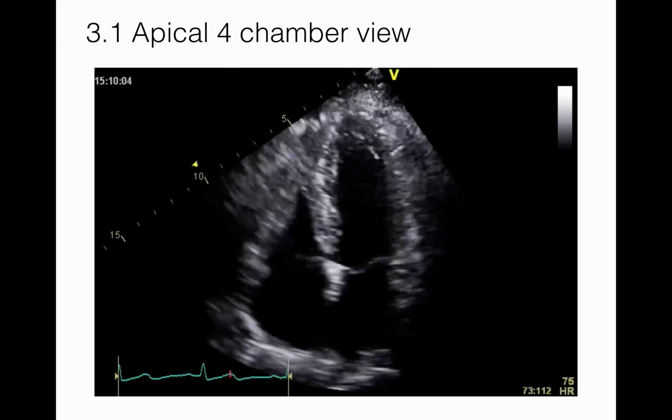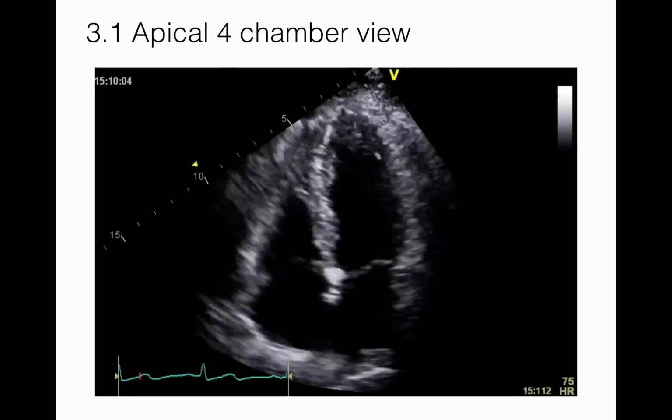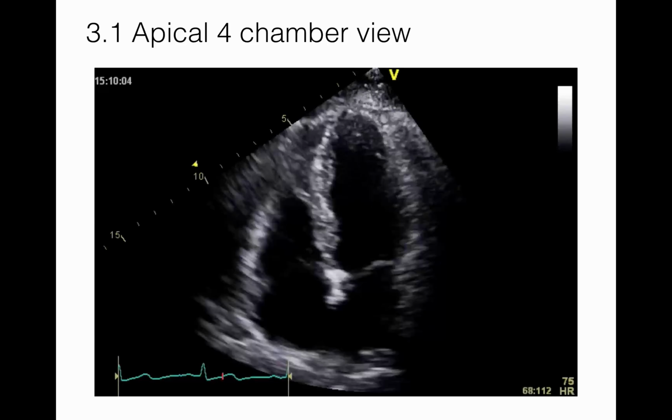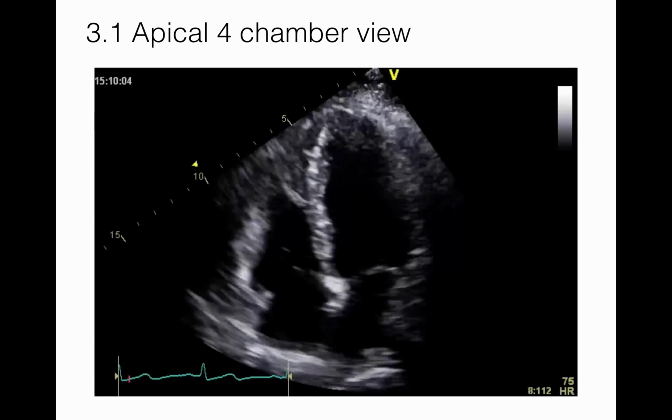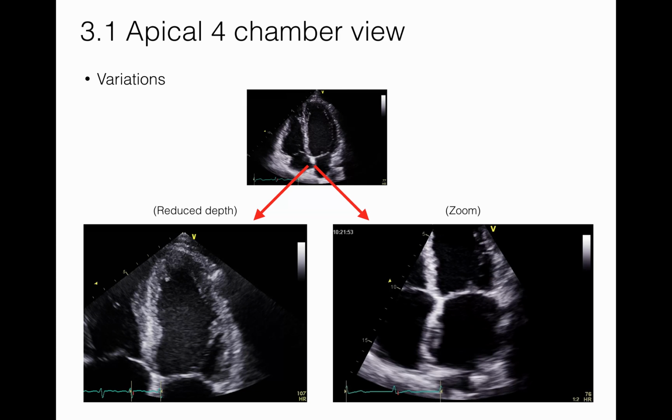A well-oriented apical four-chamber image should appear similar to this image. Numerous qualitative 2D assessments and quantitative 2D measurements of the left ventricle and left atrium can be made from the apical four-chamber view. Reducing the depth displayed and using the zoom function increases the accuracy with which such measurements can be made.